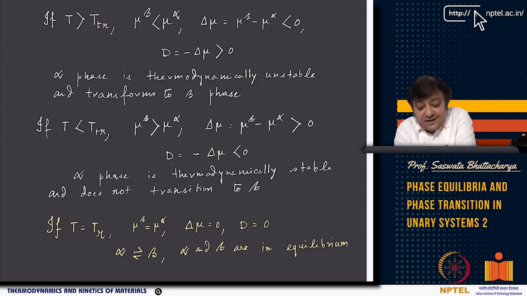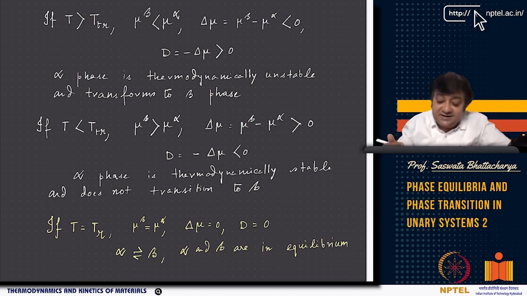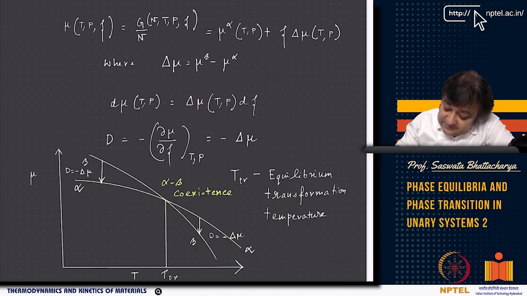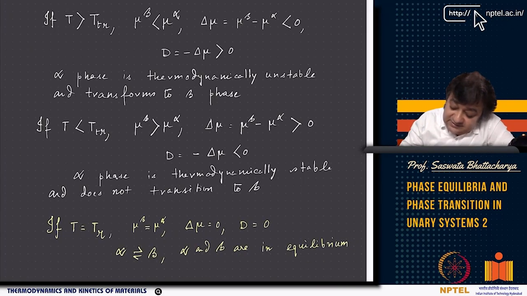Now think of if T is less than Tr, then mu beta is greater than mu alpha. So delta mu, which is again mu beta minus mu alpha, is now greater than zero. So D, which is minus of delta mu, is less than zero. So see, this is where T is greater than Tr. This is the case, T is greater than Tr. Now I am going to T is less than Tr. So this is the case.